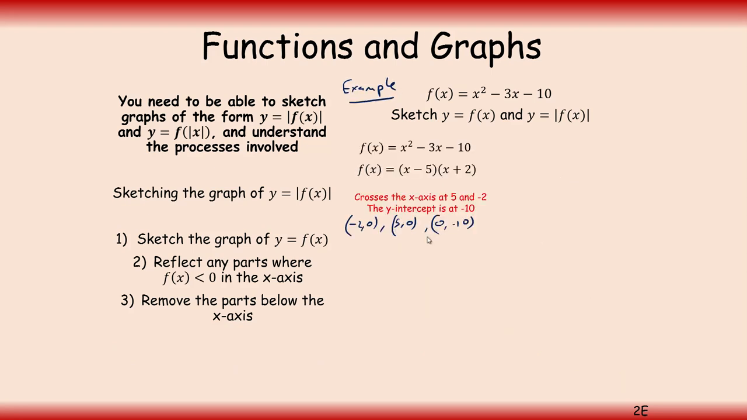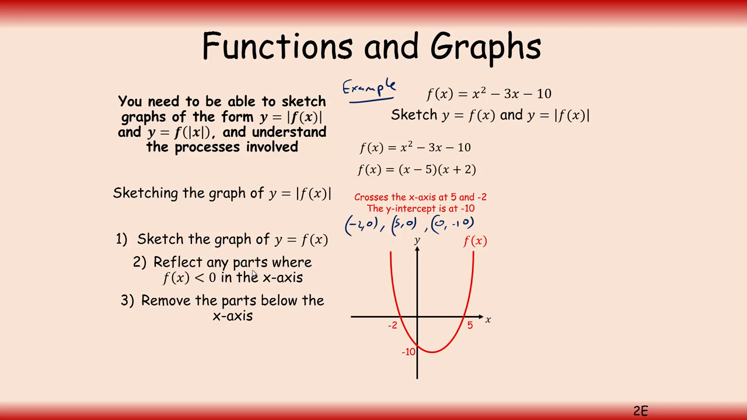Right, so that's our 3 coordinates, minus 2, 0, 5, 0, and 0, minus 10. So we can now sketch the curve. There's my minus 2, 5, and minus 10. And there it is. So it's a happy quadratic passing through those 3 points. So that's our first part.